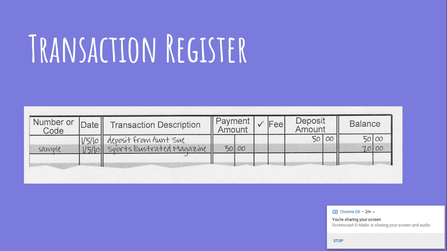That's why you want to keep good records. You want to keep up on this. You don't want to do this once a week. You want to do this every time you use your checking account.